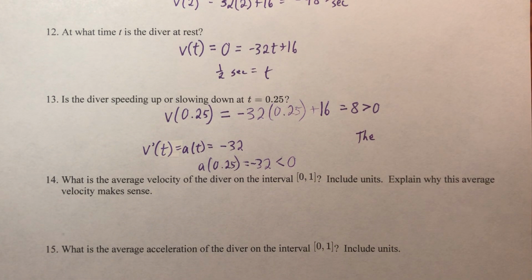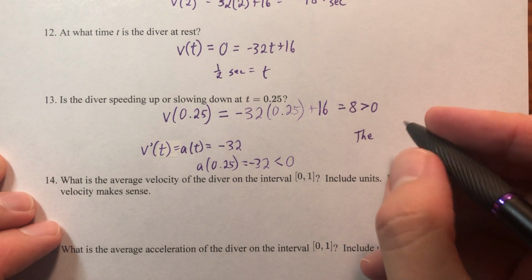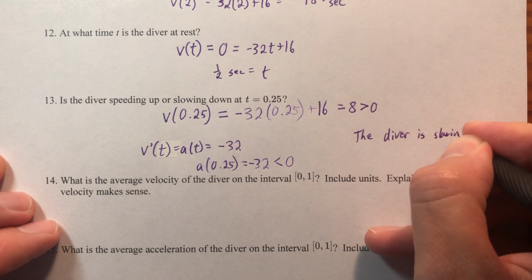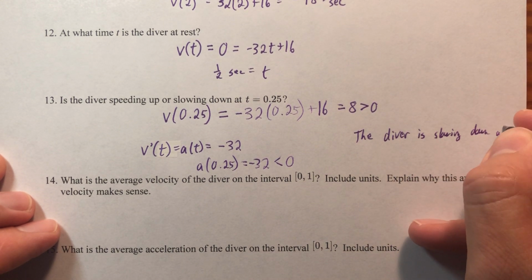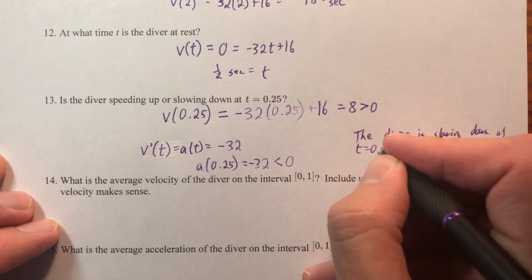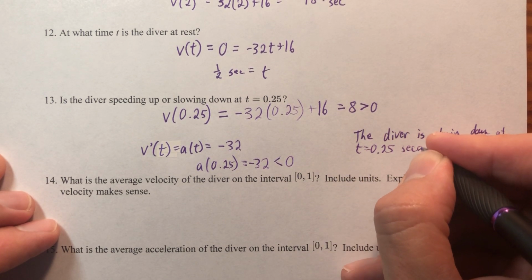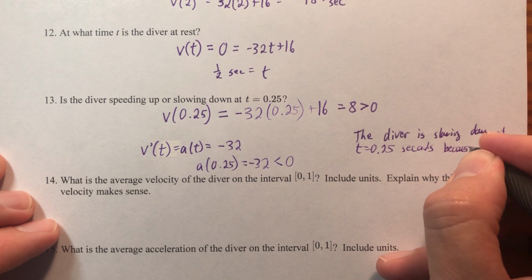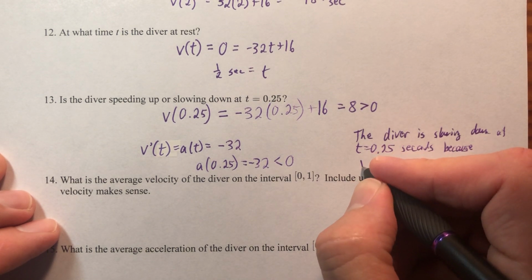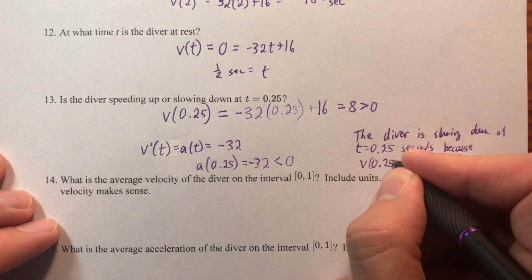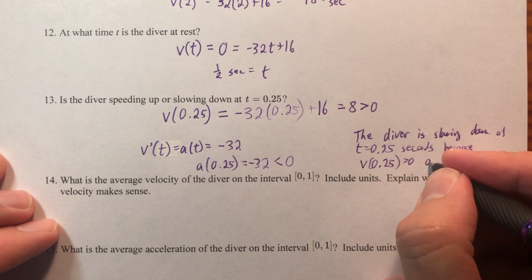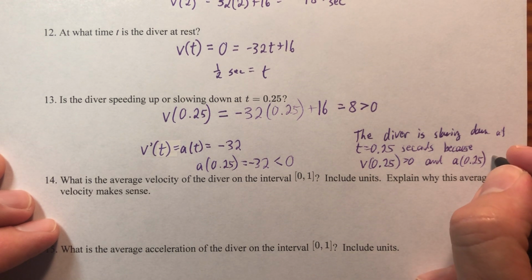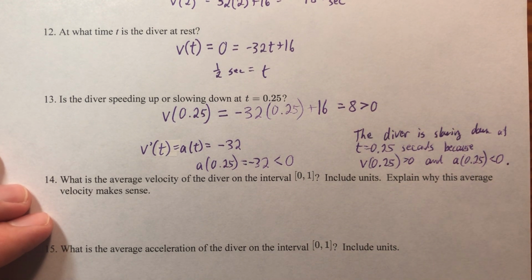And it's a good idea to explain why. They didn't ask you to, but I'm going to. The diver is slowing down at t equals 0.25 seconds. Come on, ink pen. Because, I need to finish the sentence and you got to work, ink pen. Because the velocity is positive and the acceleration at that same time, the acceleration at any given time, is negative. Okay, they have different signs.